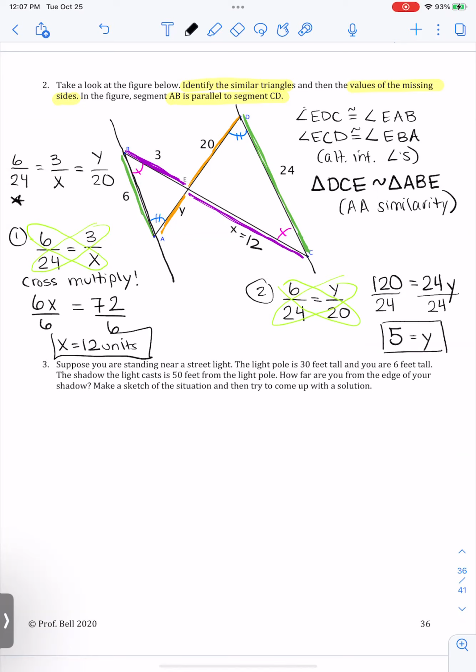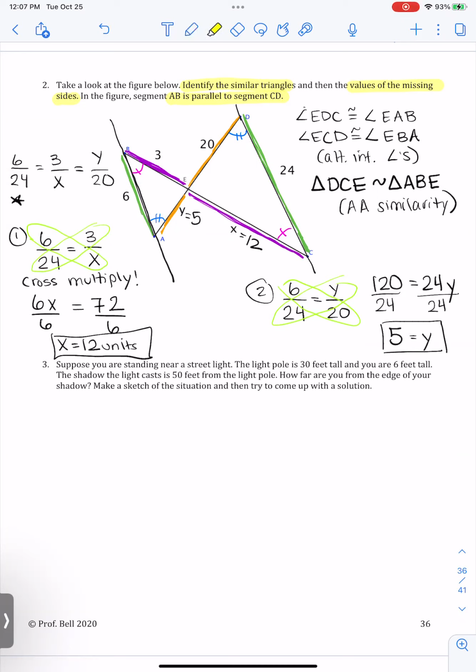So we just solved for x and for y in that picture. We also identified the two similar triangles. Let's look at example 3. If you need to pause, pause.